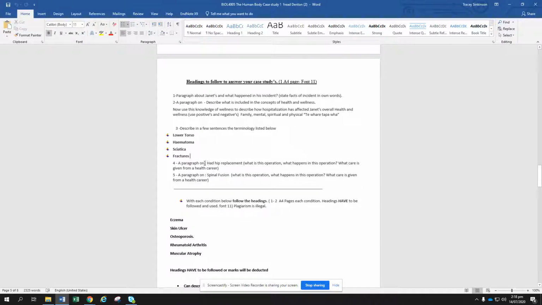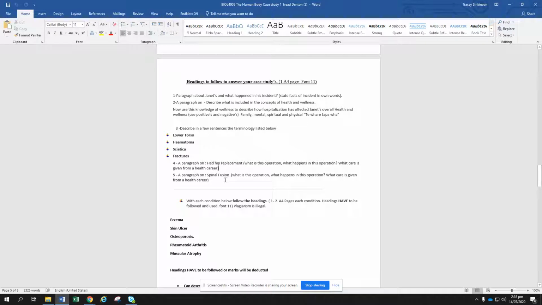Now, Janet had a hip replacement a while ago. I just want you to do a little bit of research about what a hip replacement involves. Now you know about the skeletal system. It's part of a long bone. It's pretty intense. It's in one of the most easily movable joints, a ball and socket joint. So if you could just find out what happens in this operation, that they have to cut through certain muscles and they have to re-stitch up, and what care you're going to give as a health carer in that first week of cares. Same with spinal fusion.